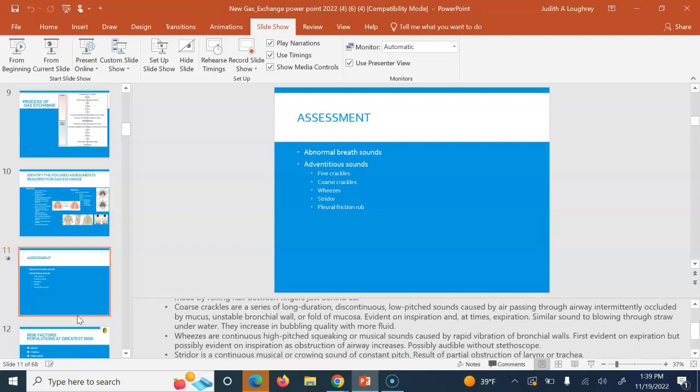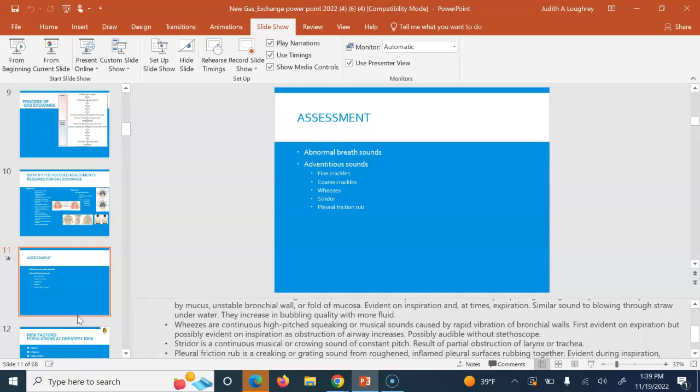Wheezes are continuous, high-pitched squeaking or musical sounds caused by rapid vibration of bronchial walls. You will usually first start hearing them on a patient during expiration, but eventually you might be able to hear them on inspiration.